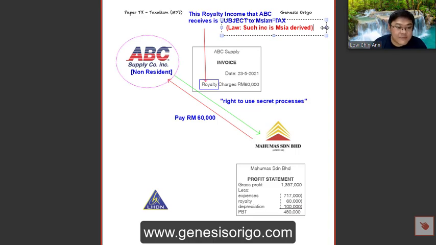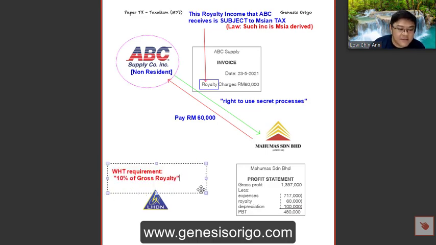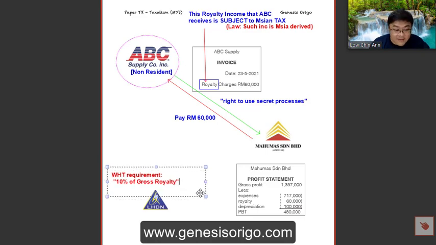Well, then ABC is going to say, but how am I supposed to pay Malaysian tax? That's why the government said, to make things easy, we will now impose the withholding tax. So there will be a withholding tax requirement that says, take 10% of the gross royalty. We can't be having a complicated formula. So the easiest thing is, how much are you going to pay? 60,000. Okay, just take 10% of that 60,000 and give it to us.